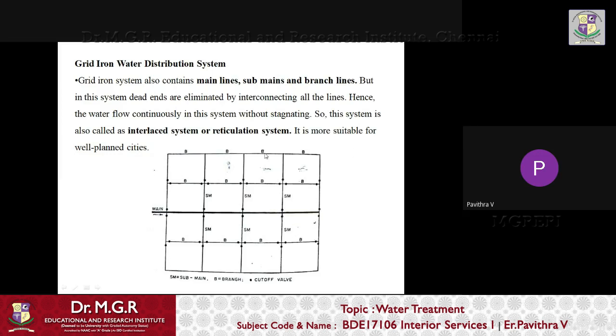So it is like a rectangular layout in which main is divided into submain. After that, submain is divided into branch. This system also has alternate names, so try to learn those names also. That is interlaced system and reticulation system. Either of the names can be used to represent the grid iron system.